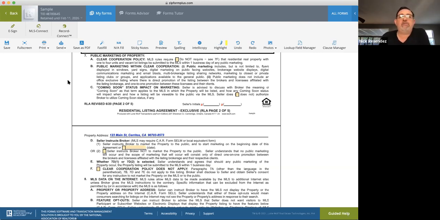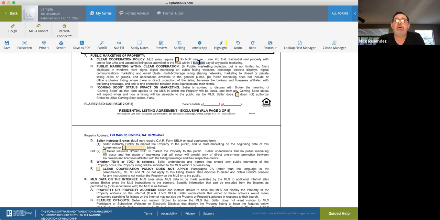Let's keep going here. Paragraph 7, clear cooperation policy. MLS rules require, they do. You're not going to check the do not, obviously, here. It is required. But it says here that residential property 1 to 4 and vacant lot will be put in the MLS within 1 business day of any public marketing. Remember, public marketing can cover a lot of things. That covers a social media post.